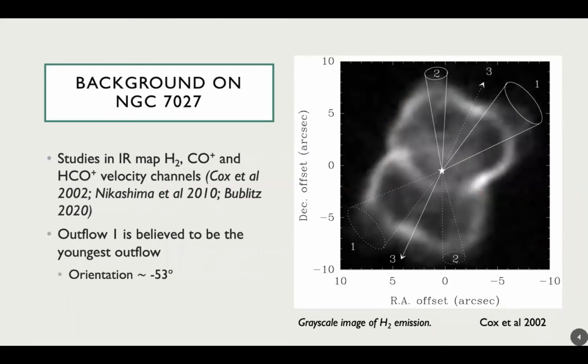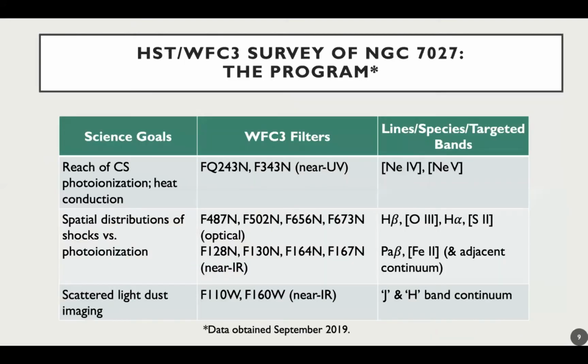Although numerous studies have been done on NGC 7027, I wanted to focus on the studies that looked at the molecular velocity channels of this nebula to be able to distinguish the outflows that exist here. And the one that I want to call attention to is what is labeled as outflow 1 here in this figure. This is just a brief overview of the program for the images that were taken of NGC 7027.